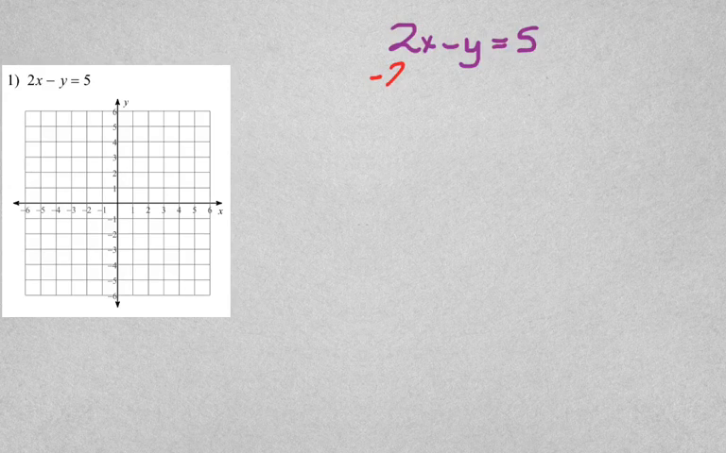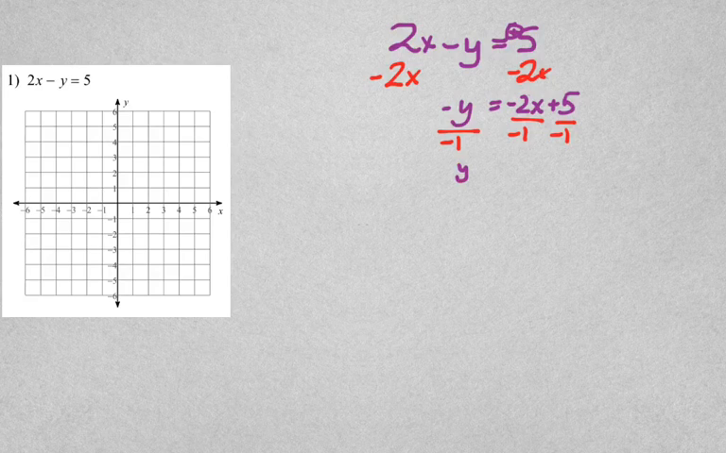So we need to get our 2x moved to the other side to get it away from the y. And we have negative y is equal to a negative 2x. And the 5 is positive, so we put plus 5. Now we've got to get rid of the negative sign, so I'm going to divide everything by negative 1. Y equals 2x, and that's like 2 over 1x, minus 5, because 5 divided by negative 1 is negative 5.